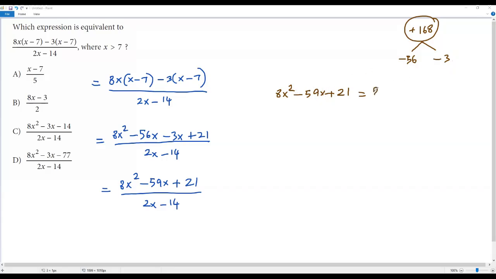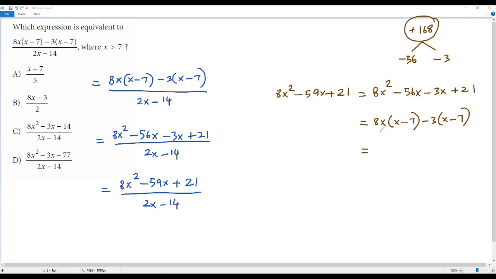Now, in my first step, I have to split up the middle term −59x using the two factors −56 and −3. Then I'm getting −56x and −3x + 21. Now I can factor 8x from the first two terms, getting 8x(x − 7). And I can factor −3 from the last two terms, getting −3(x − 7). We can also check that the factoring is correct: when I distribute 8x to x, 8x², and 8x times −7 becomes −56x. When I distribute −3 to x, −3x, and −3 to −7, I'm getting positive 21. So the factoring I've done is correct.